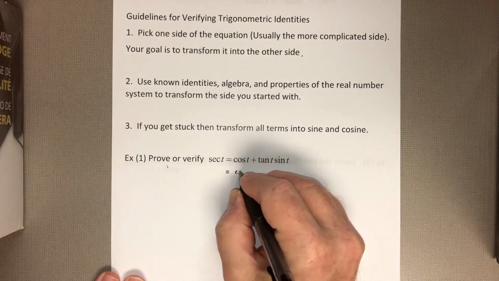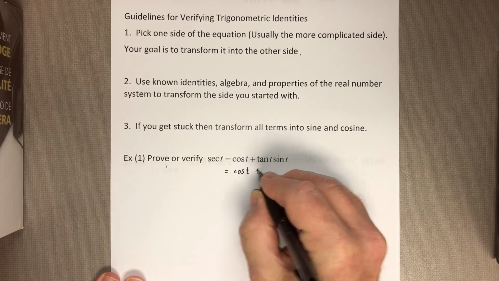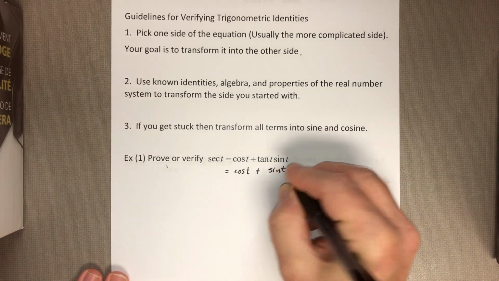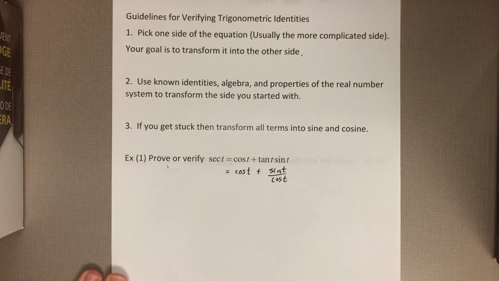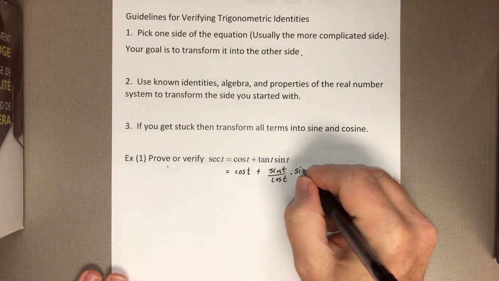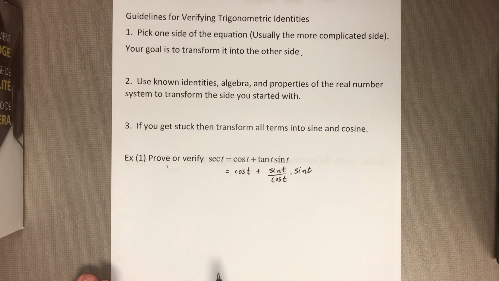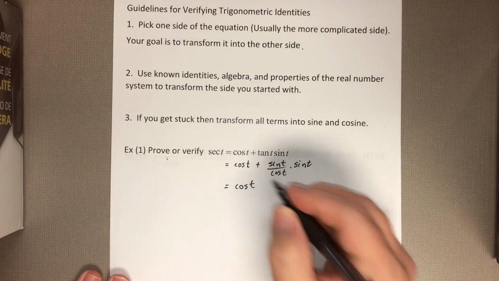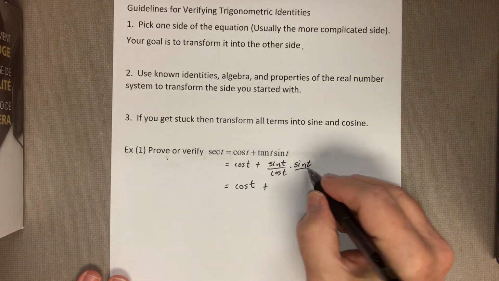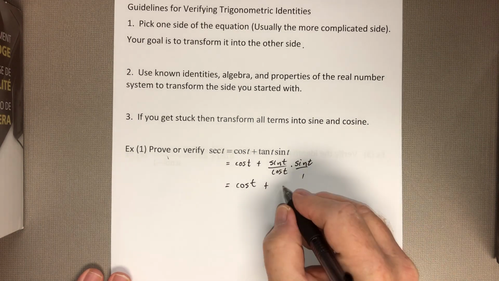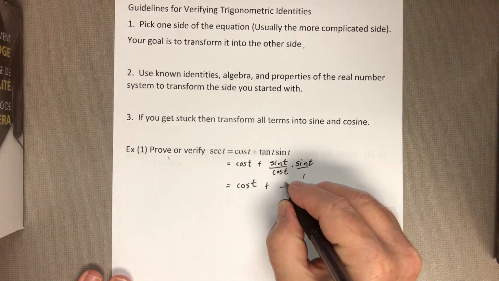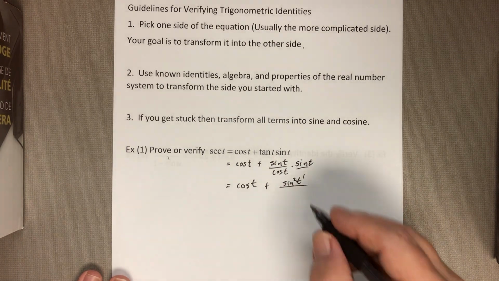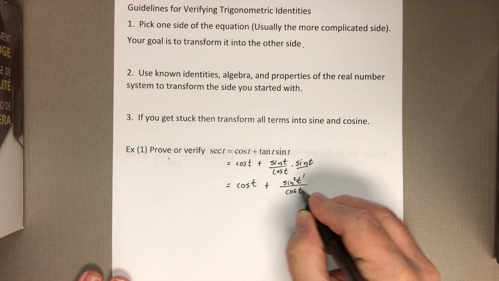Well, that first term is already the cosine of t. Let's write the tangent of t as the sine of t divided by the cosine of t. We still have to multiply that times the sine of t. And when we do, that gives us the first term, the cosine of t, plus, if you want, make sine of t a fraction, take the product of the numerators to get your numerator, and that would be the sine squared of t, and then take the product of the two denominators to get your denominator, and that would be the cosine of t.